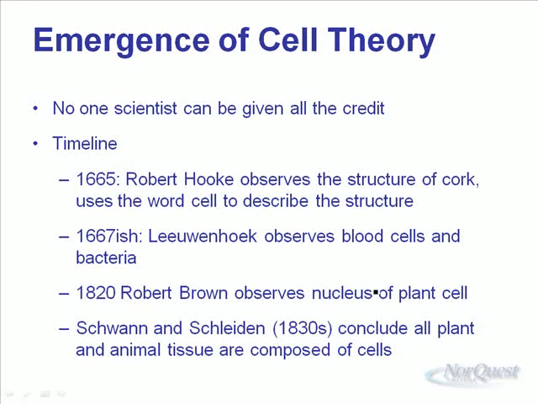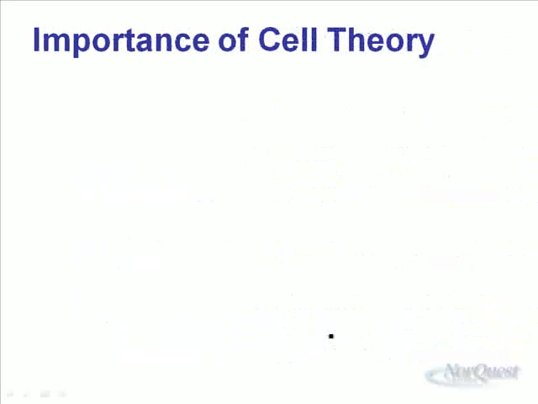Robert Hooke, he observed cork. After that, Leeuwenhoek observed cells. Robert Brown in the 1820s, he observed the nucleus of plants. And finally, Schwann and Schleiden, they independently, one was studying plants, one was studying animal cells. They found that every single living tissue that they looked at was composed of cells. So this led to the emergence of cell theory.